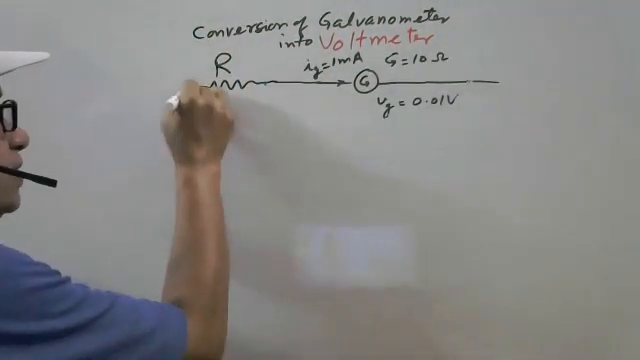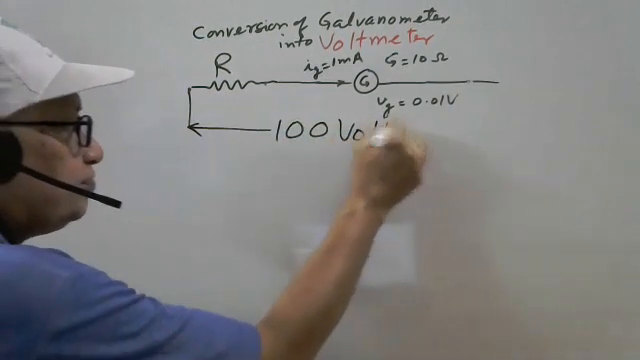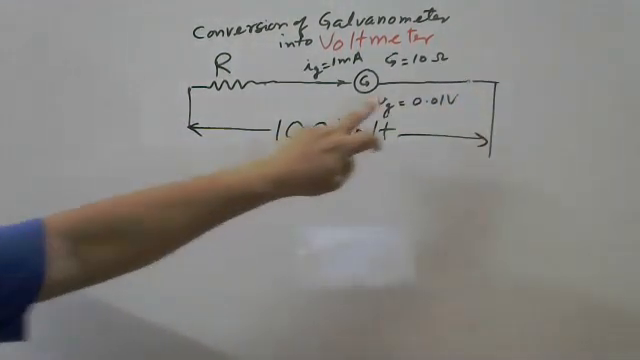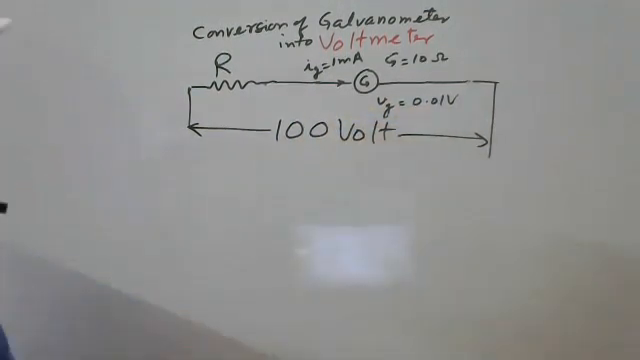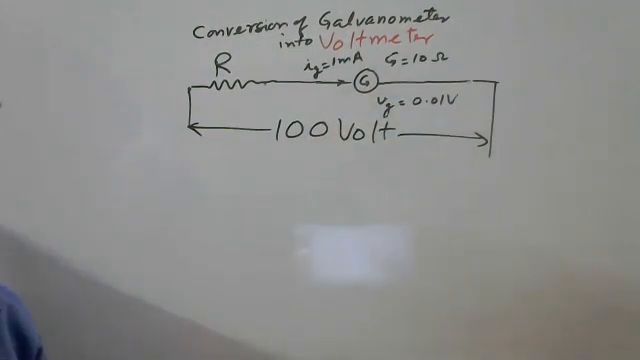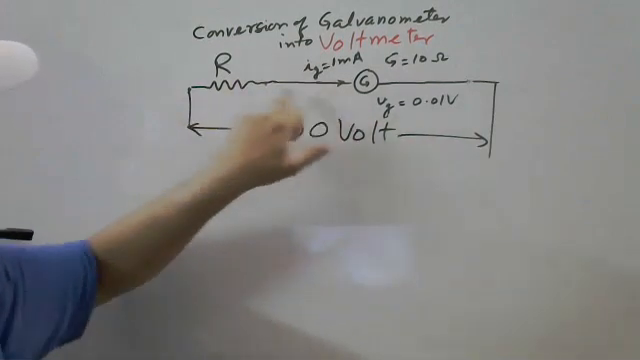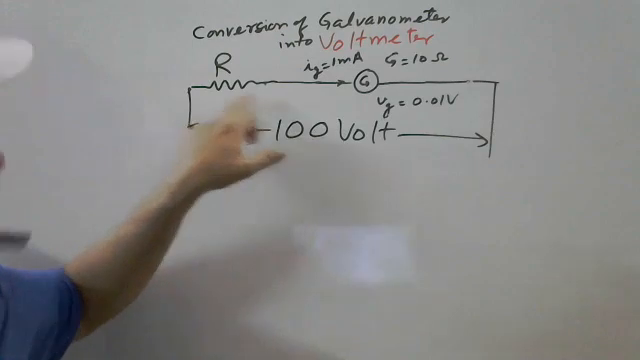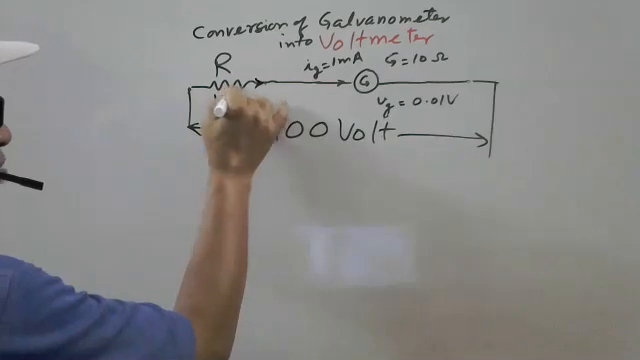Suppose we want to measure 100 volt instead of 0.01 volt. If we connect more than 0.01 volt across the galvanometer, what will happen? It will burn out. Now in series we know the current is the same, so the current in the series high resistance is the same, 1 milliampere.